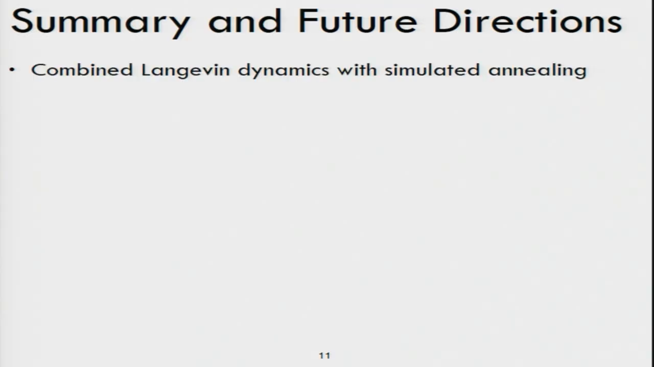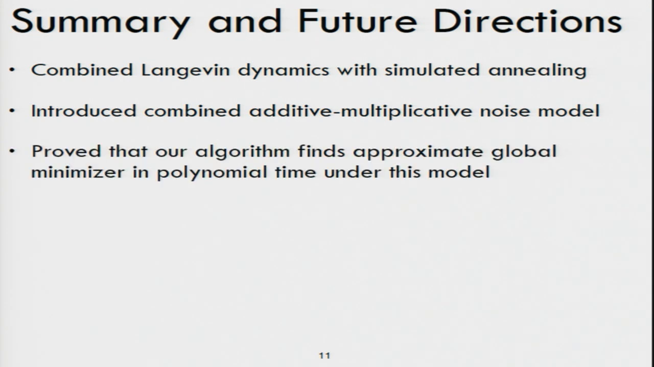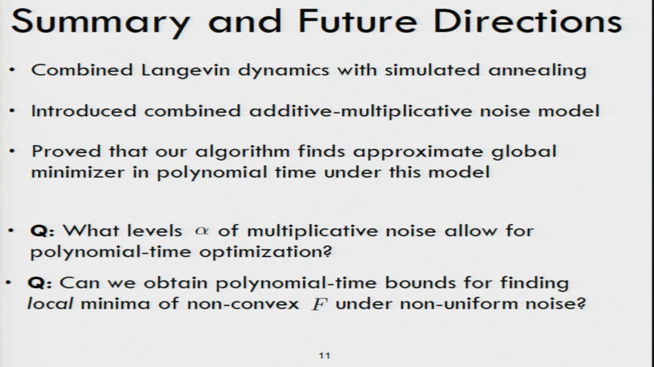Okay, so in summary, we combined Langevin dynamics with the simulated annealing method. We also introduced this combined additive multiplicative noise model. Under this model, we proved that our algorithm finds an approximate global minimizer in polynomial time. One question we still have is, for what levels alpha of multiplicative noise is it possible to achieve polynomial running times?